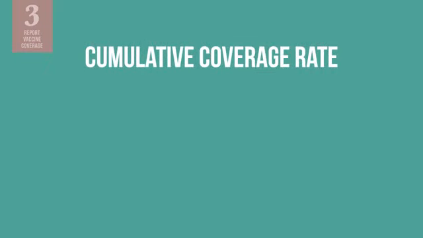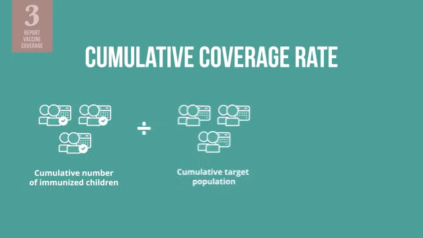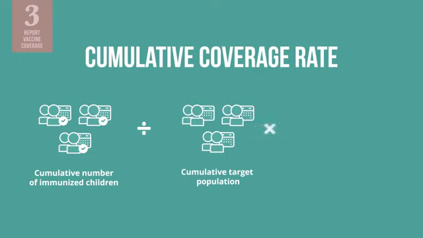For the cumulative coverage rate of any vaccine dose, take the cumulative number of infants immunized with that vaccine dose and divide it by the cumulative target population. Multiply the total by 100 to find the cumulative coverage rate.